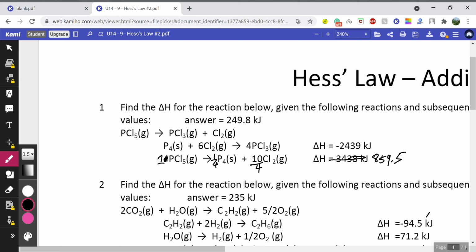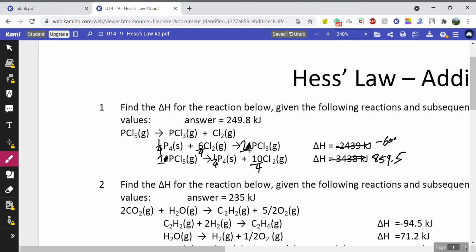Alright, now that our PCl5 is done, let's cancel our P4, because in our goal, there is no P4 at all. So this has to be cancelled out. And in order for this P4 to cancel out with this P4, the coefficients have to be correct. This is 1/4 of a mole of P4. So we're going to have to divide this upper reaction by 4 as well. Now this will be 1/4 over here, this will be 6 over 4, and this will be 4 over 4, which is 1. This also has to be divided by 4. So negative 2439 divided by 4 is negative 609.75.